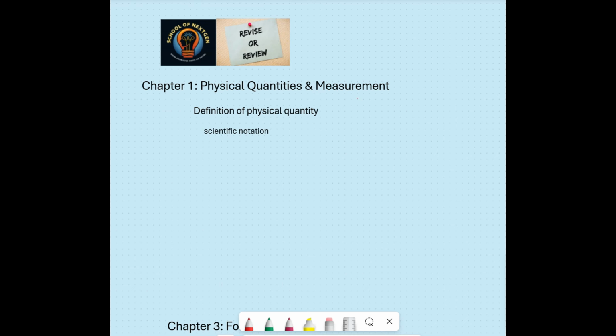And obviously, this is the NCTB curriculum, so I'm going to use some Bangla language as well. And this is actually dedicated to English version. That's why I'm talking here in English. So, physical quantities and measurement. Very fast, we have to understand the definition of physical quantities, right?